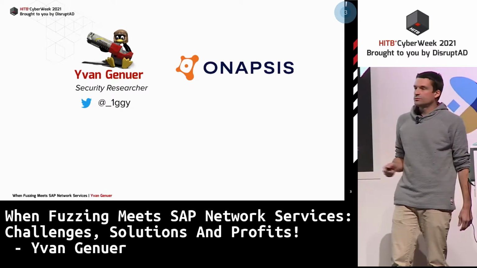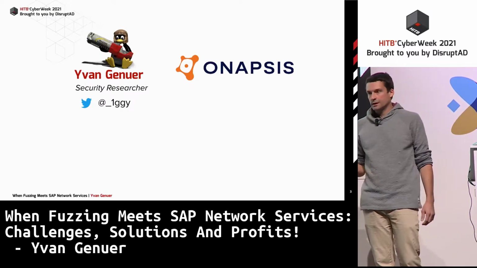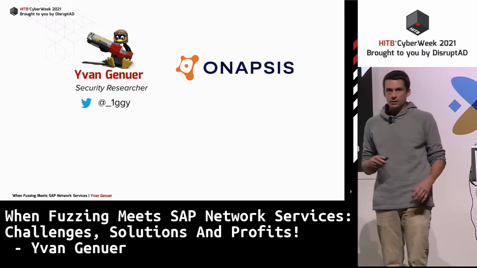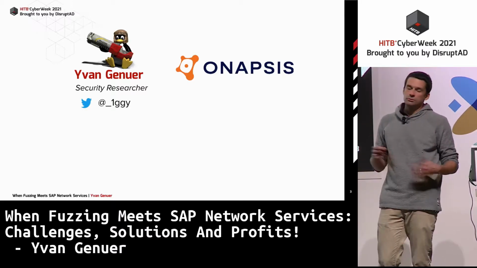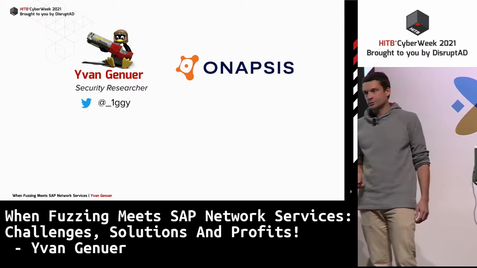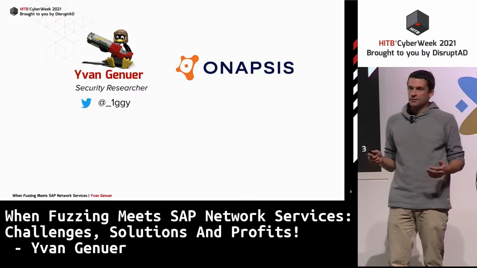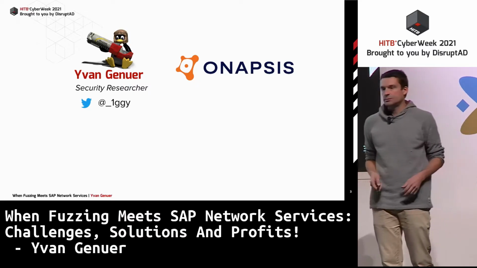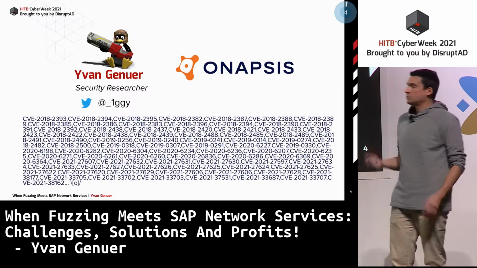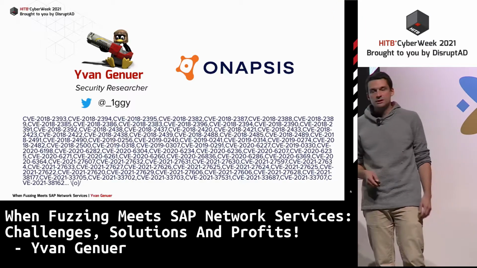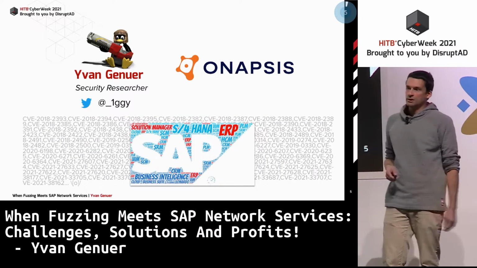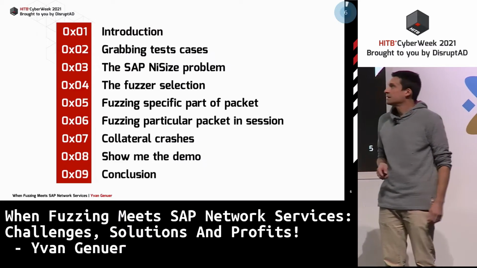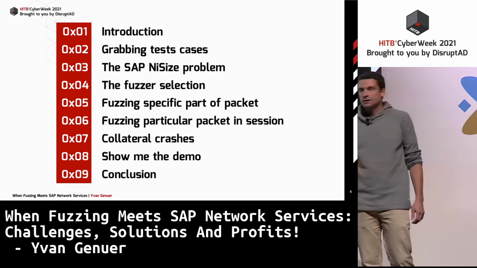Just one slide about me. Like I said, my name is Yvan. I work for Synapsys. This is a security company dedicated to ERP security and, of course, SAP. My daily work is to find vulnerabilities in SAP systems. I'm already involved in a few vulnerabilities, and all these vulnerabilities come from SAP components.